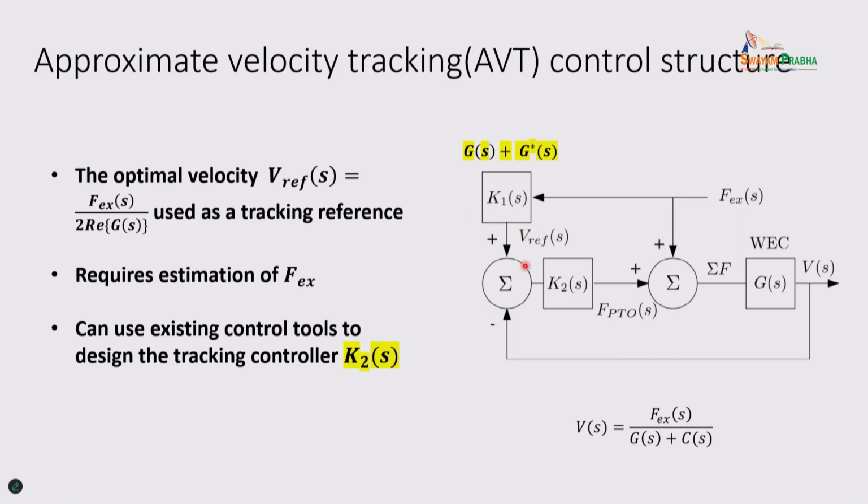Now you can control your system to track the velocity. So that is the ideal velocity. You measure the velocity, right? And you design the velocity tracker. Instead of designing the force control, you design the velocity tracker. This is IVT control.